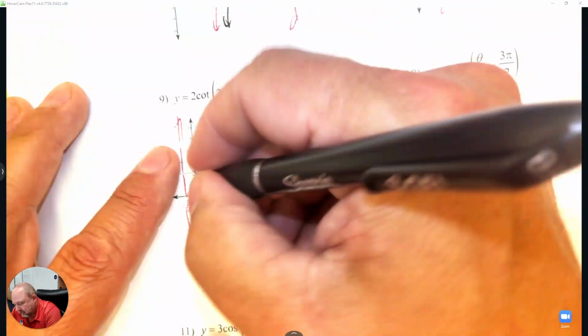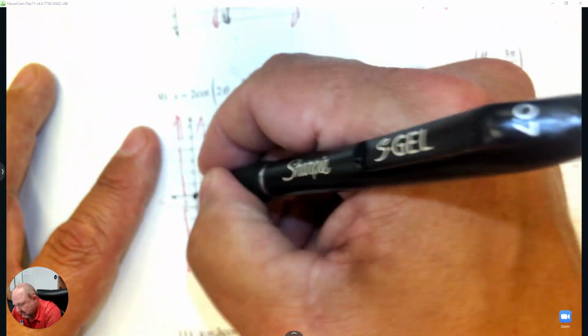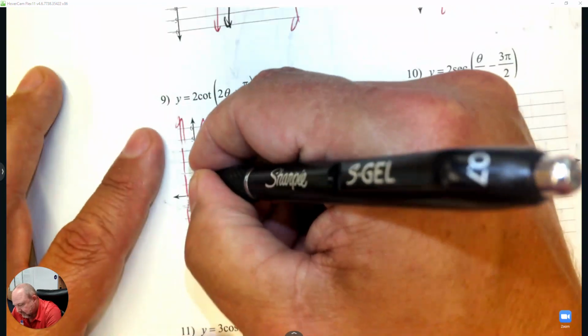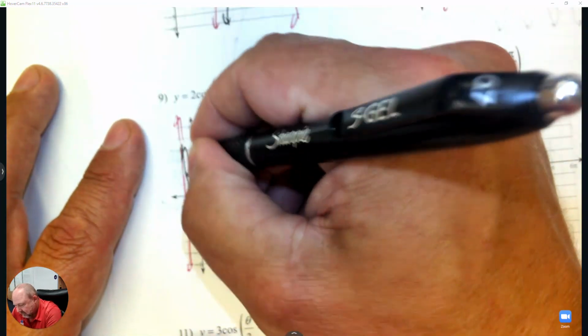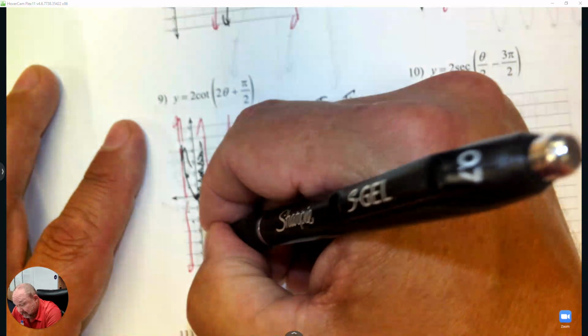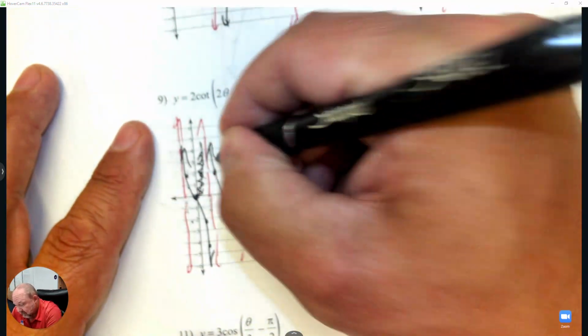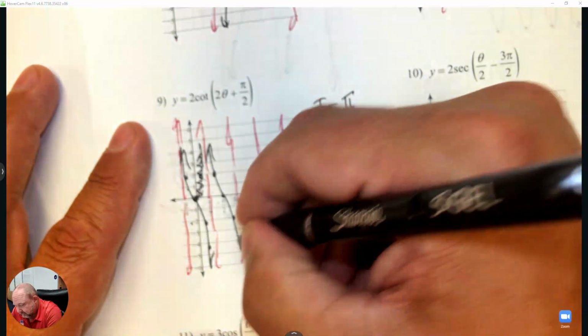Then in the middle are our points of inflection. And then it's going to go to 2 and negative 2. Oh, cotangent. Sorry. So 2 to the left and negative 2 to the right. So again, positive 2 to the left and negative 2 to the right.